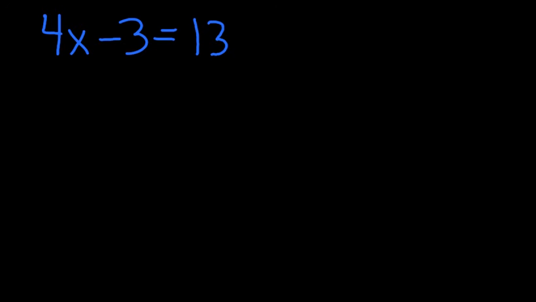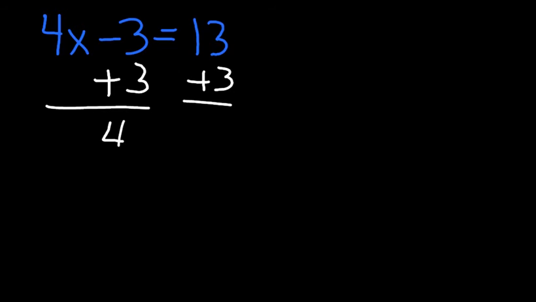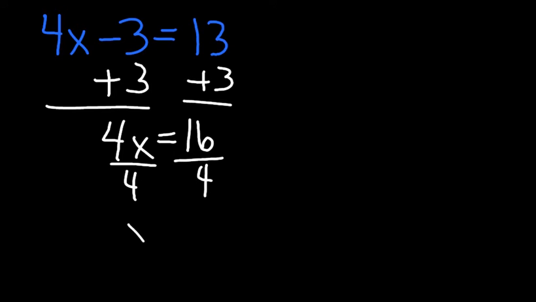Okay, let's try another one. This is a combination equation. What should I do first? Remember, always take care of the plus or minus thing first. So, I've got minus 3. I'm going to do plus 3 plus 3. So 4x equals 16. Okay, now what? Divide by 4, divide by 4. X equals 4.